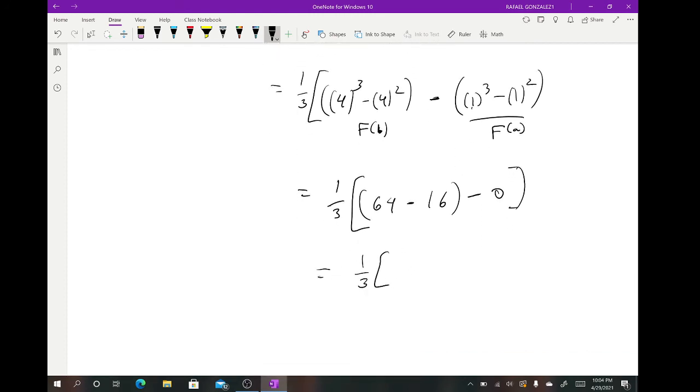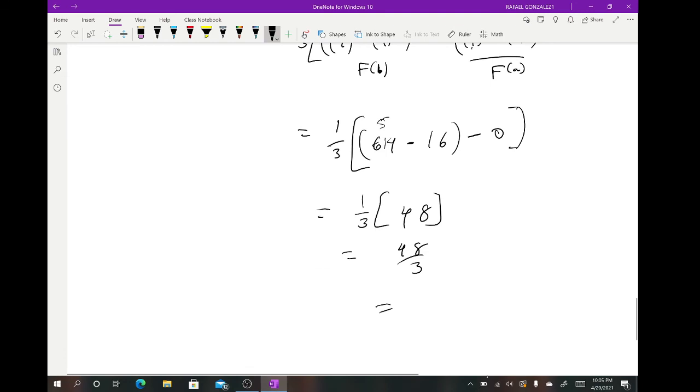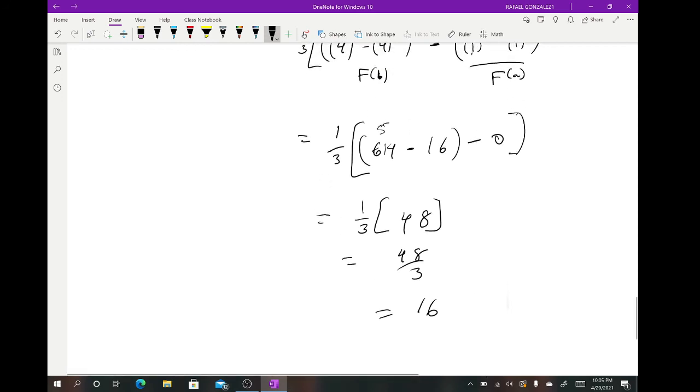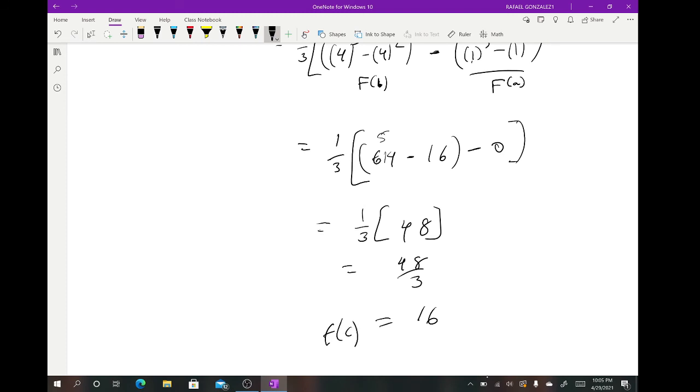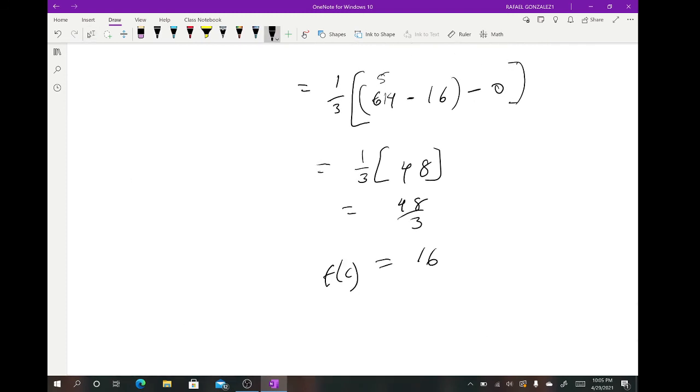So now I have 1/3 times 64 minus 16. That's going to be equal to, let's see, 48, so it's going to be 48 over 3. 48 over 3 is divisible by 3 because 4 plus 8 is 12, so this is equal to 16. Yeah, 16. 3 times 16 is 48. There we go. So we have the average value on the interval 1 to 4 is 16. So the average value of f(x) on the interval 1 to 4 is 16.